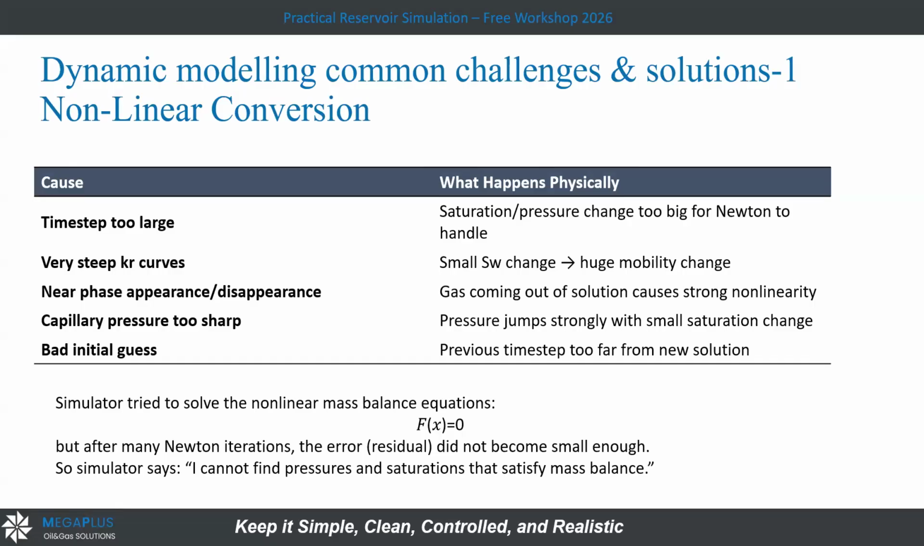Hello, one question. Here you mentioned the time step being too large: I can see the saturation and pressure change is too big for Newton to handle. So does this use only the Newton-Raphson method for the iteration, or are there other methods? This will affect the iteration. Yes, it will make a lot of iterations. So does the model not switch to other iteration methods, or will it only use Newton-Raphson?